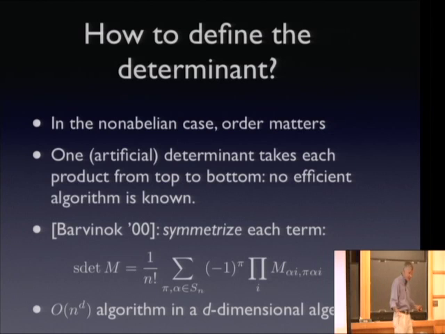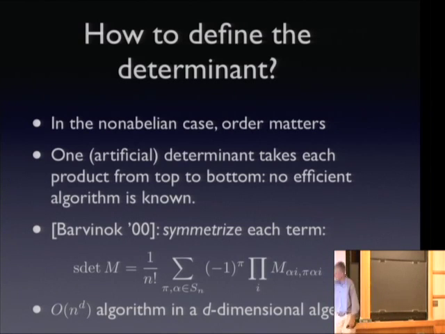Alexander Barvinok had another nice idea. He said, let's do what comes naturally, and instead of fixing some particular order, let's just average over all possible orders to explore those terms. Good natural idea, right? This is called the symmetrized determinant. I'll write S-det for symmetrized determinant.